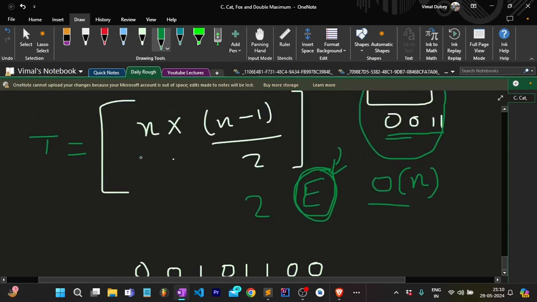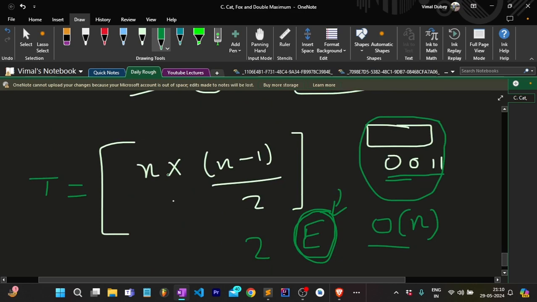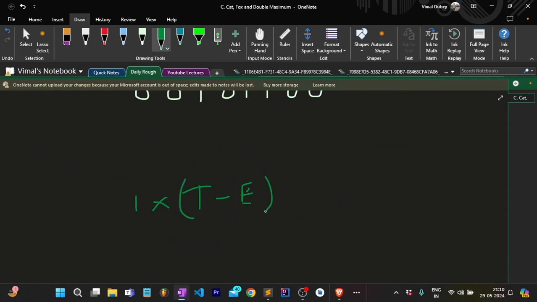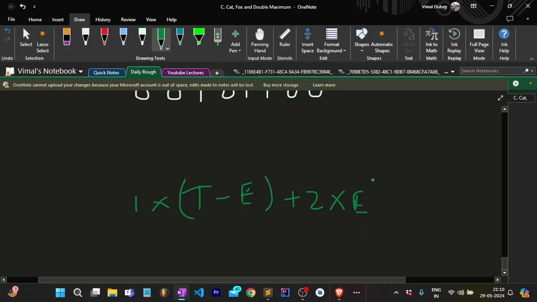Total number of subarrays will be n into n minus 1 by 2, and the number of subarrays in which zeros and ones are equal is E. For those, my multiplier will be 2, and for the remaining subarrays, T minus E, my value will be 1. So 1 multiplied by these remaining subarrays plus 2 multiplied by E will be my answer. I hope you are getting the point. So this is the complete solution.